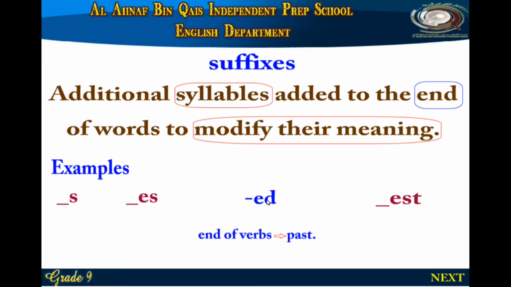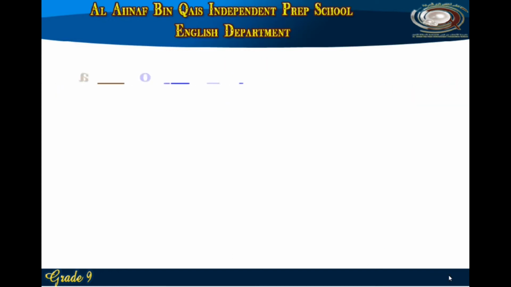Est, thank you very much. Now you are working with me. Est with adjectives. Why? To make the superlative form, to make the tallest, the shortest, the biggest. Thank you. Now let's move to 4 new suffixes. The first time to meet them this year. What are they?